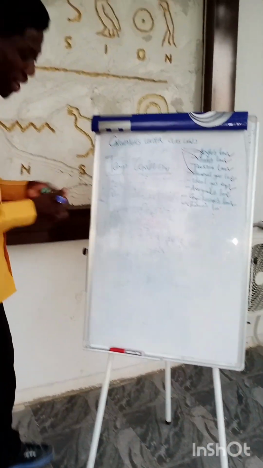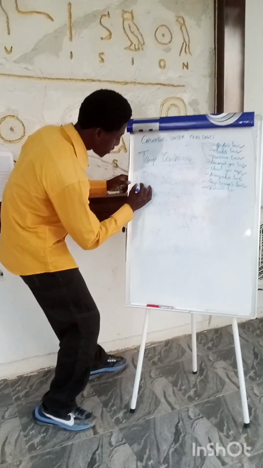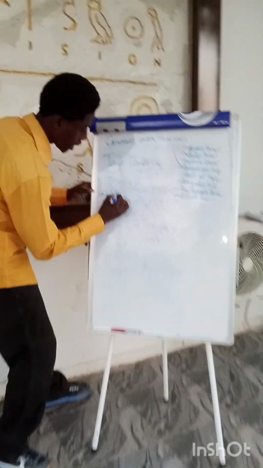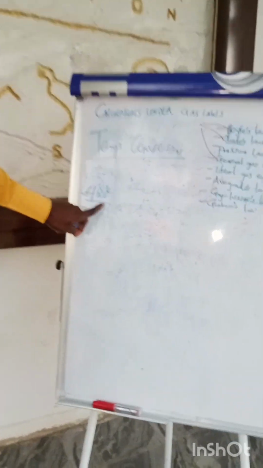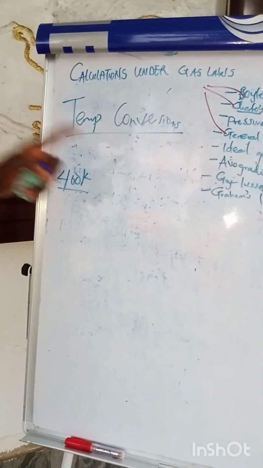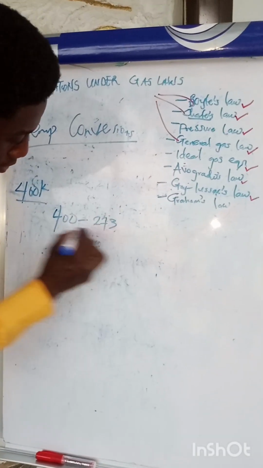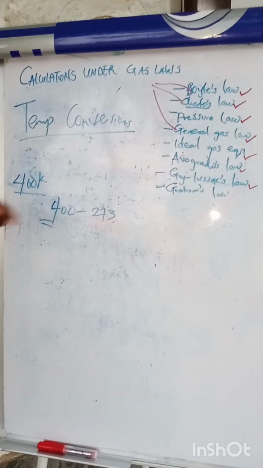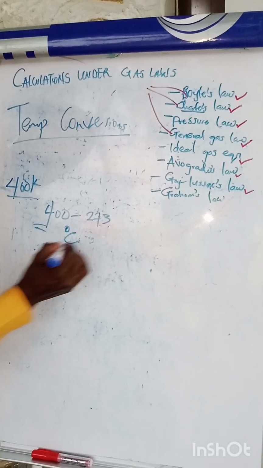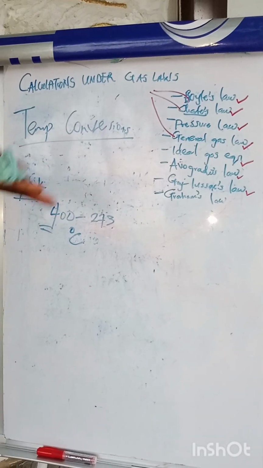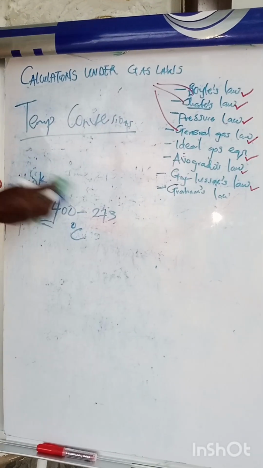Okay, if you want to convert back, this thing is in Kelvin already. You can now say convert 400 Kelvin to Celsius. What will you do? That will be your 400 minus 273. Then the value will be your value for what? Degree Celsius. That's that. Press this on your calculator and you get your answer.